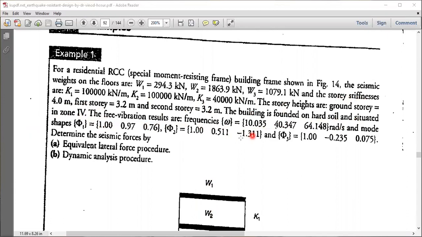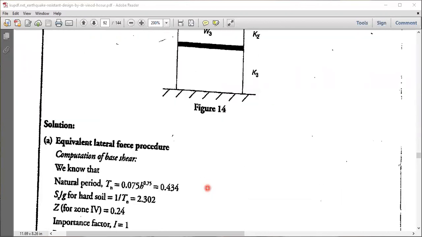The stiffness values and the free vibration results mentioned over here are for the dynamic analysis procedure. This particular example is from Vinod Asur's textbook. So we will not be doing the dynamic analysis now, we'll just stick to equivalent static. When we are doing dynamic analysis, I'll get back to the same numerical again. So the data required for us now is for the equivalent lateral force method: natural period, and zone.